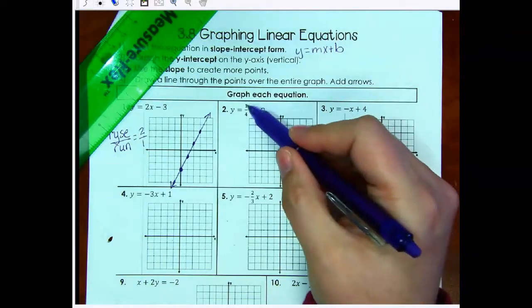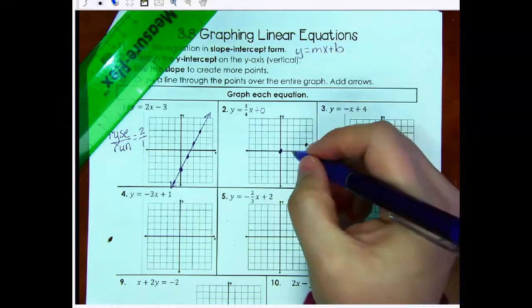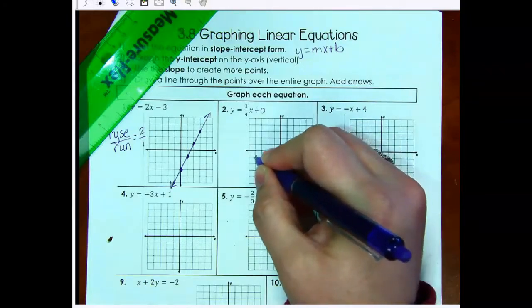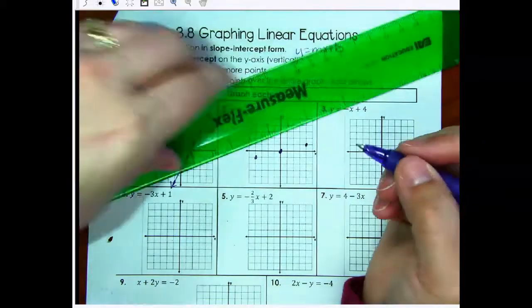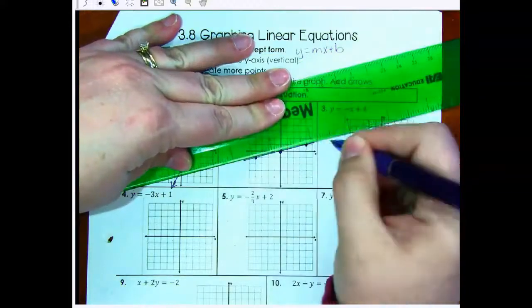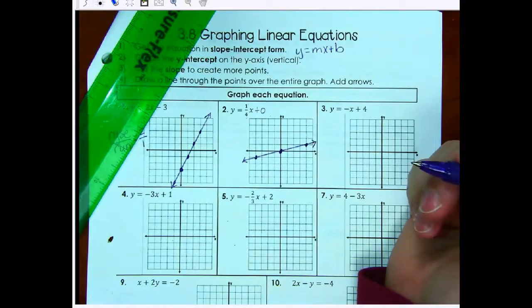So if it already gives you a fraction, you're going to go up or down, and then left or right. So this one, if we wanted to go down 1, then we would also go left 4. And then that's all that we can get on our graph, because it's a small little coordinate plane. Put your arrows on, and you're done. 4-step process. All right, let's look at number 3.